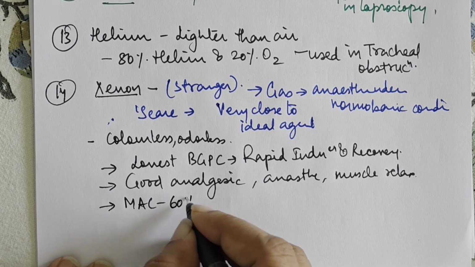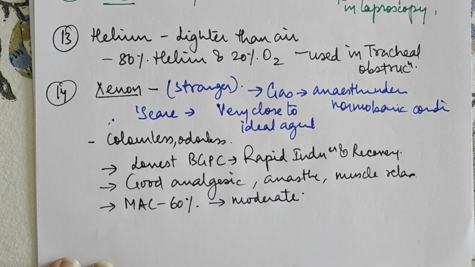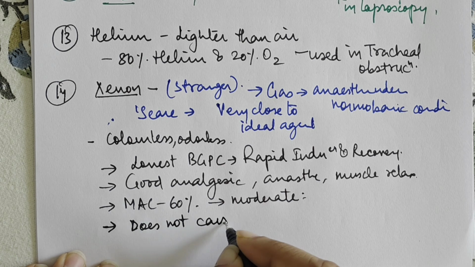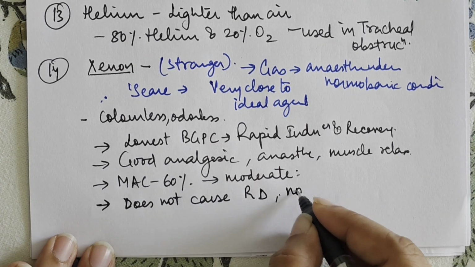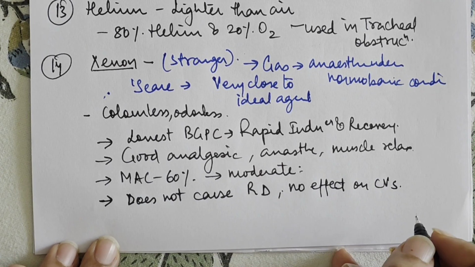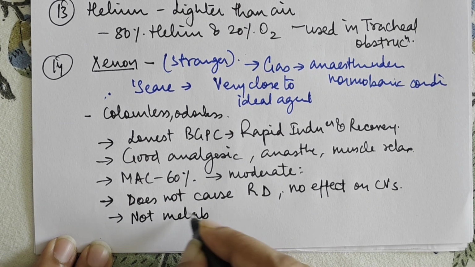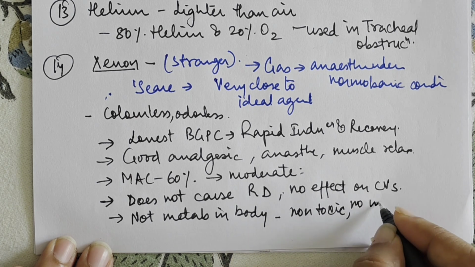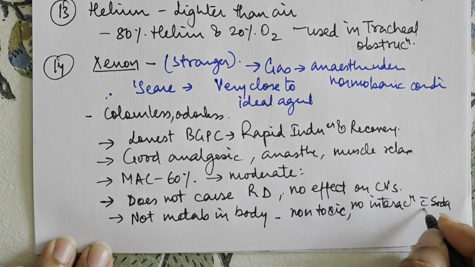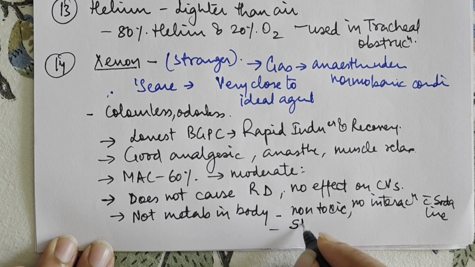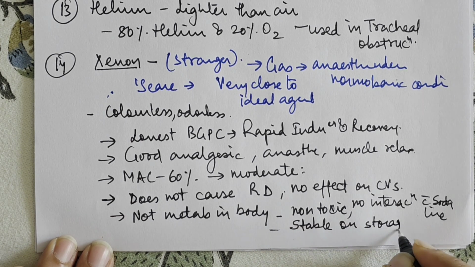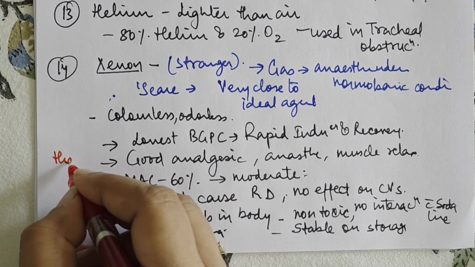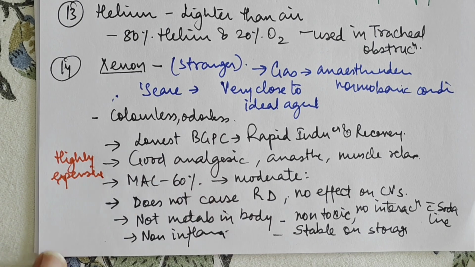MAC is 60%, so reasonable inspired oxygen concentration is there, moderate is there. Then it does not cause respiratory depression, no effect on CVS, not metabolized in body, excreted via lungs. It is non-toxic, no interaction with soda lime. Then it is stable on storage, non-inflammable. The only problem is it is highly expensive, so routine use is not possible.